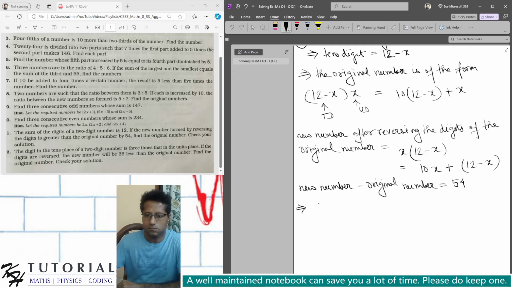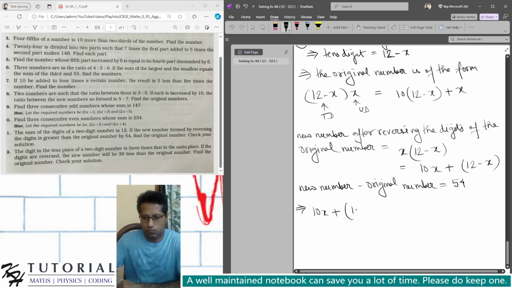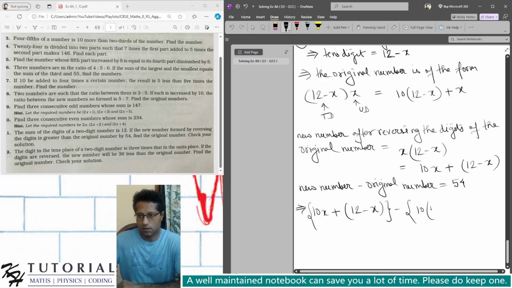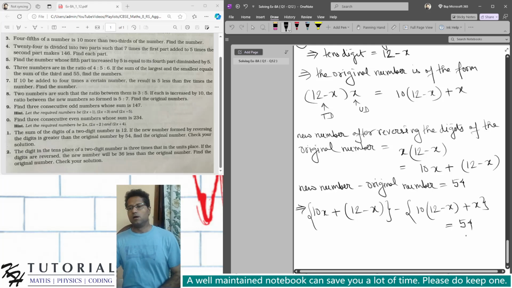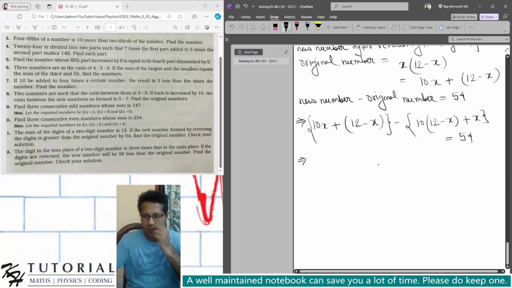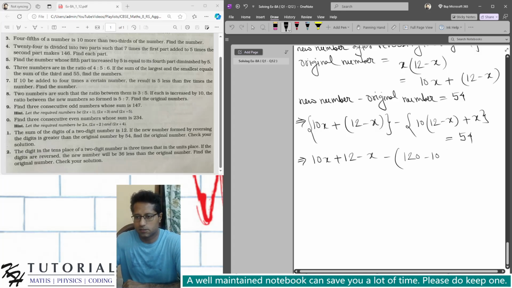So new number is 10x plus 12 minus x. This is the new number. If we subtract the original number, which is 10 into 12 minus x plus x, this is equal to 54. So this is the linear equation we have formed. Now we have to solve this. If we do all the products and open up the brackets, we get 10x plus 12 minus x minus, the product of 10 and 12 minus x is 120 minus 10x, and we have plus x is equal to 54.